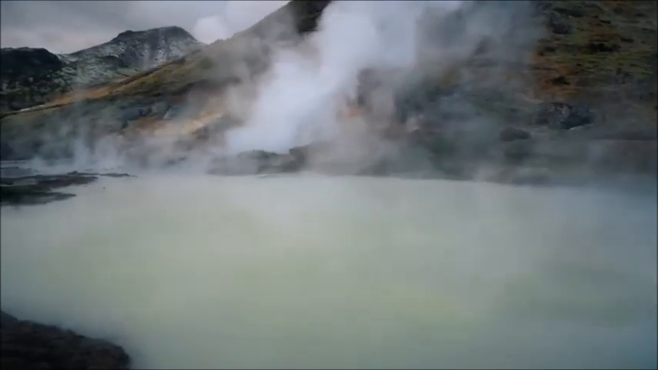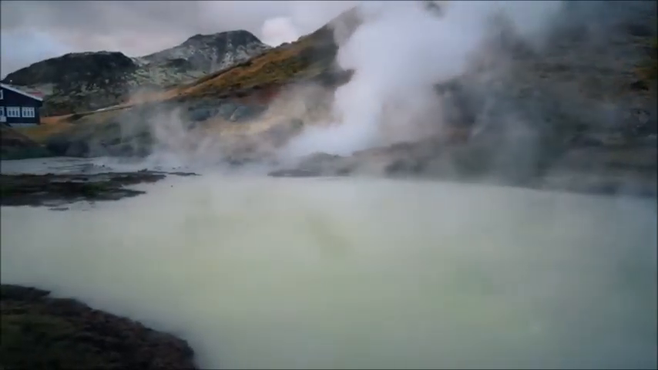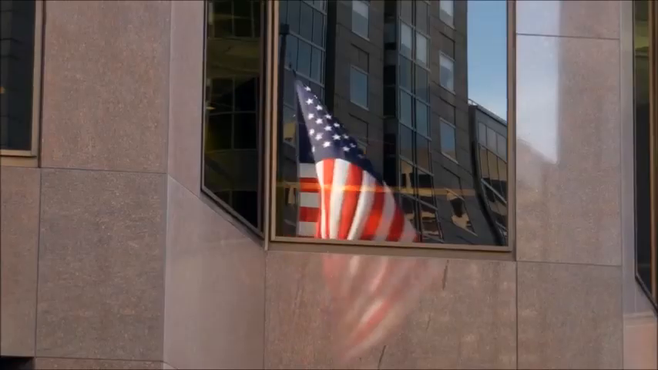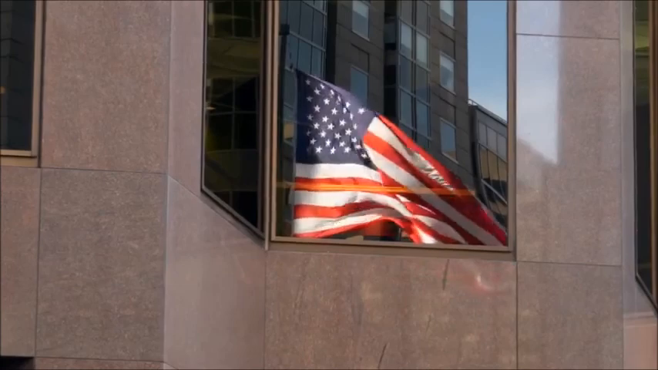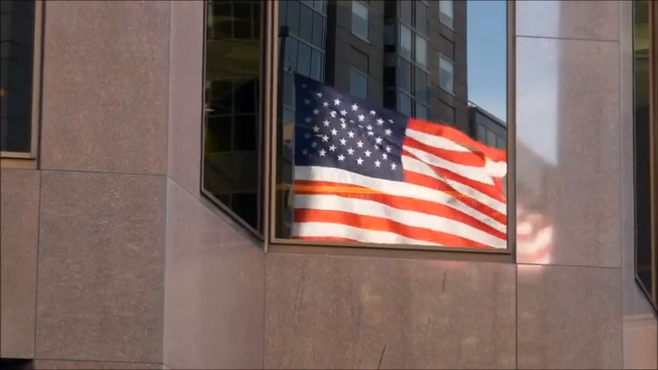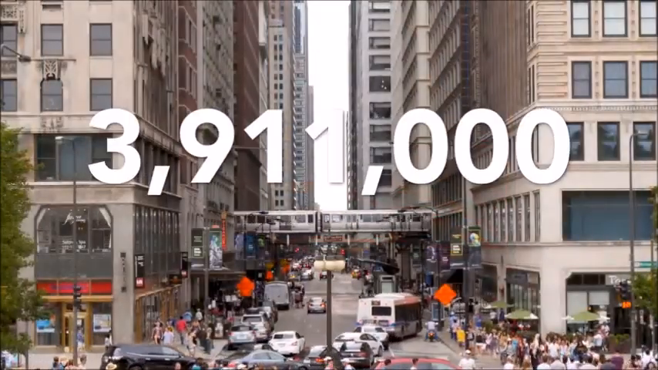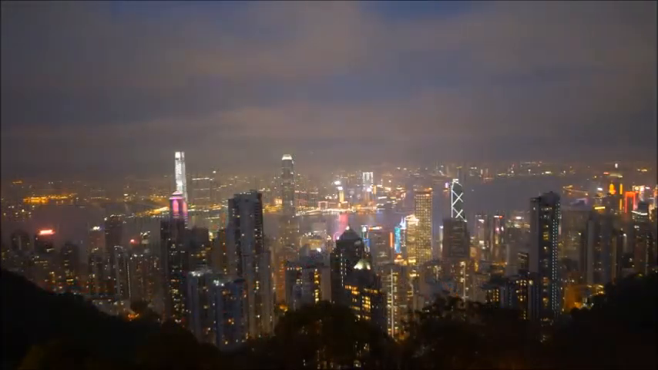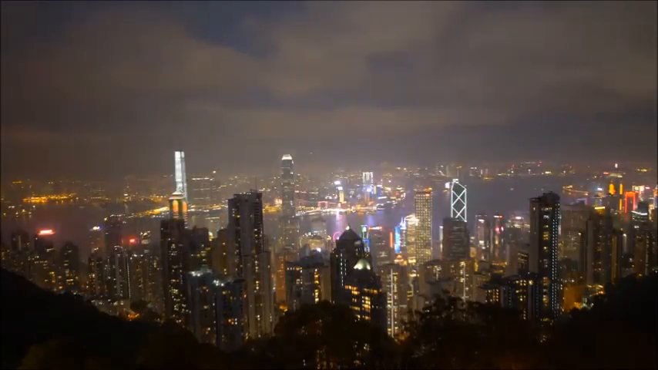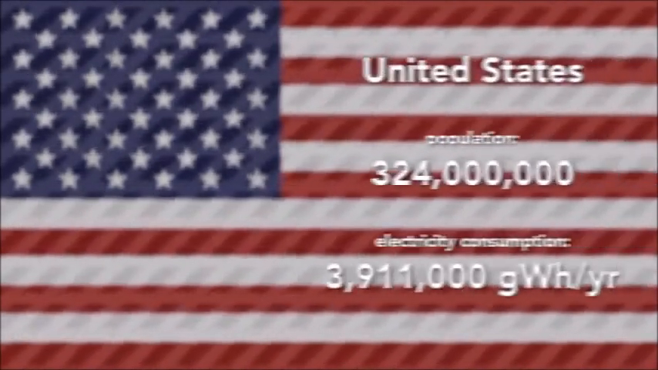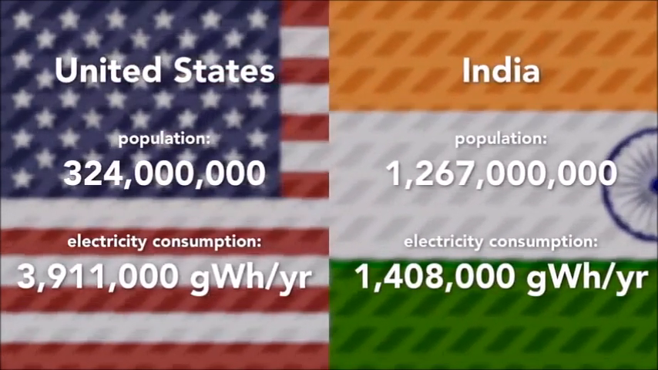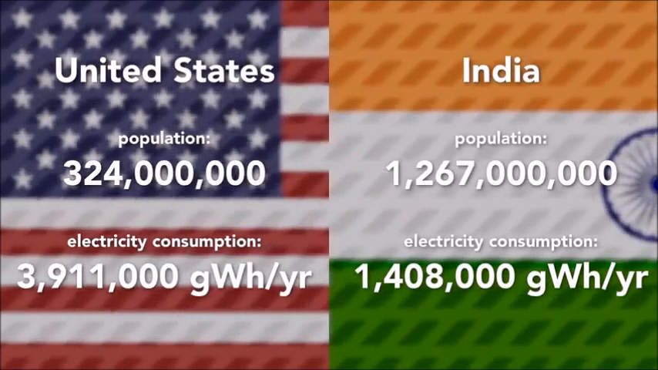Sadly, but unsurprisingly, Iceland's contribution to ending fossil fuel consumption isn't enough to save the world, and it's going to take a lot more countries making similar scale efforts to accomplish this. Probably the worst example of energy consumption comes from, yeah, you guessed it, the United States. In total, we use over 3.9 million gigawatt hours per year, second in the world only behind, you can probably guess this too, China. What this means is that with a population of only 324 million people, America uses more energy than all of India, which has a population of almost 1.3 billion.